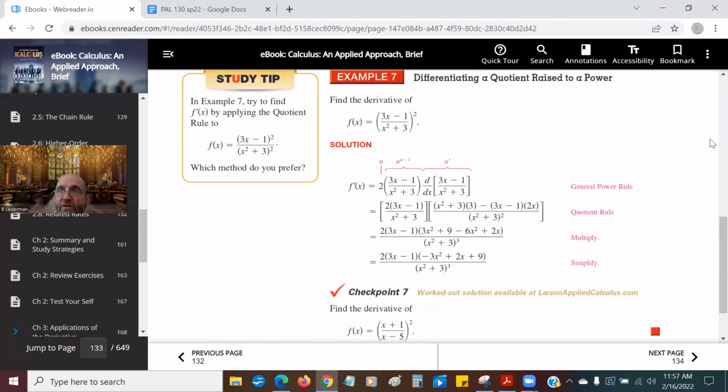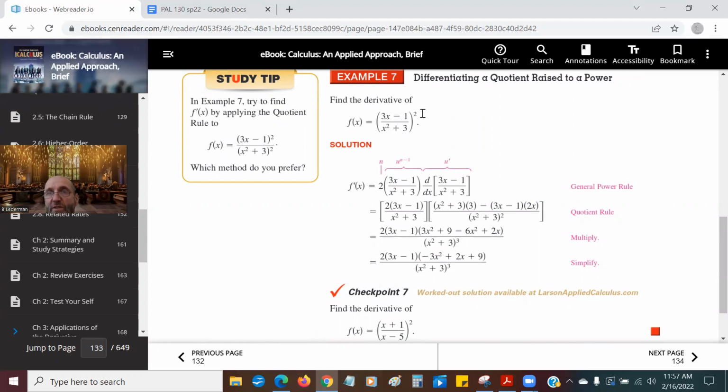Okay, let's find a derivative. So this is going to be a quotient. You have a quotient on the inside and you have an exponent on the outside. So the inner function is going to be this quotient. The outer function is going to be the squaring function.